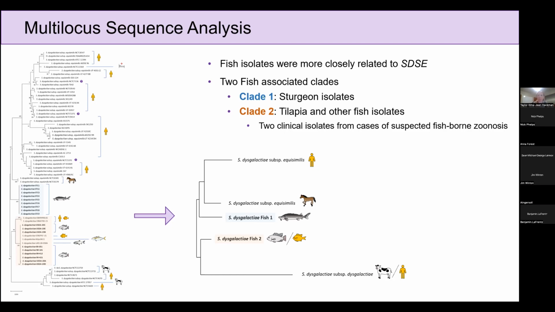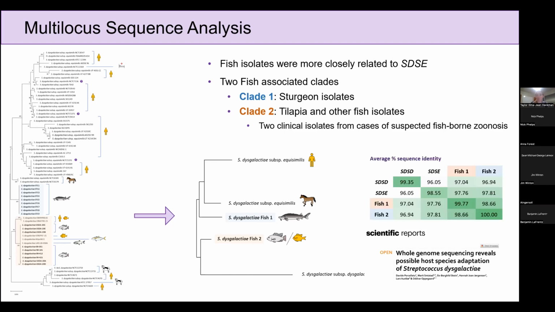And then down at the bottom, we have our Strep dysgalactiae subspecies dysgalactiae isolates from cows and humans, right? Because as mentioned, they're popping up in people now too. And so to get an idea of how closely related these groups are in addition to the phylogenetics, that's the Porcelato paper suggesting that these host-specific lineages might be their own subspecies.